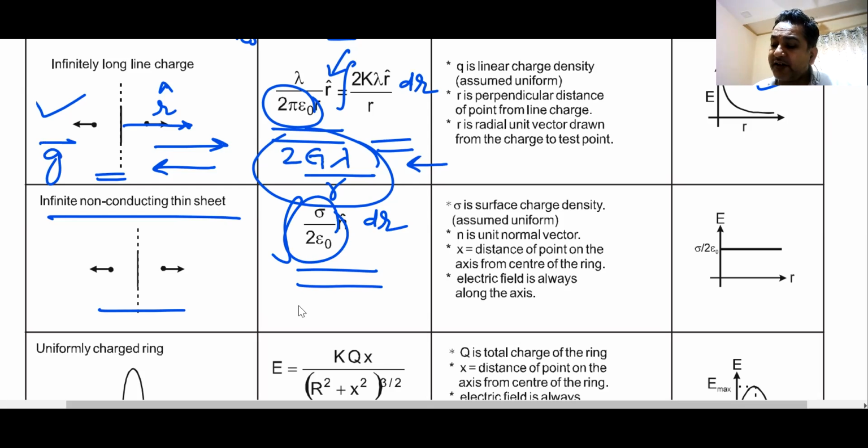You can use G vector, the acceleration due to gravity vector. For electrostatic field, we use E vector. For gravitational field, you can use G vector. Okay. So now you can devise the formula for gravitational field.